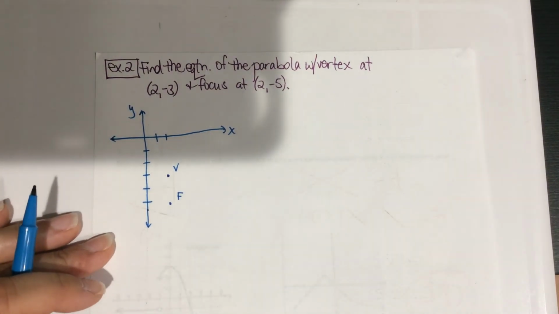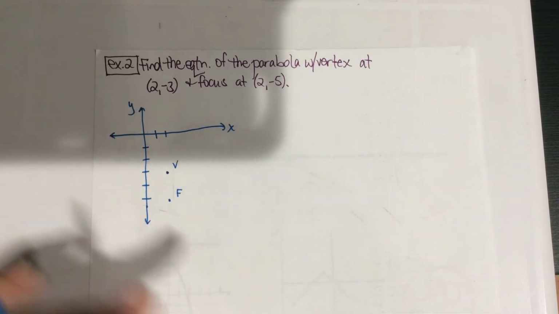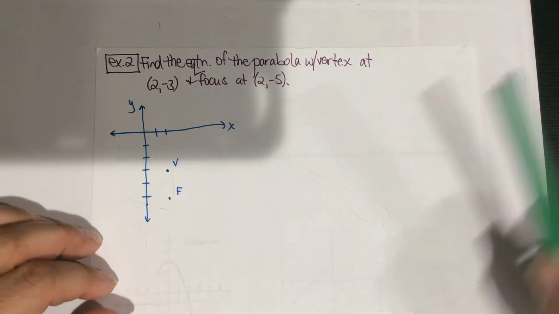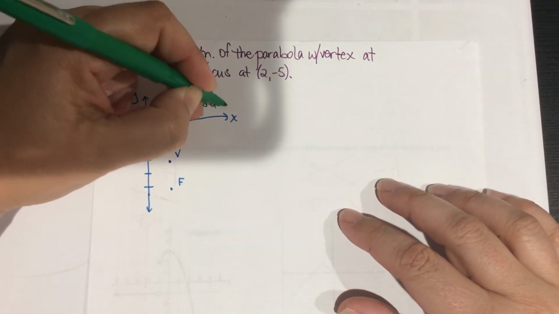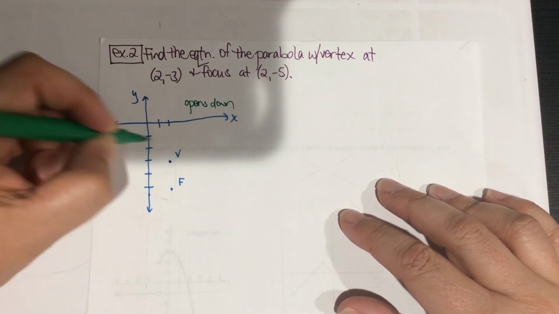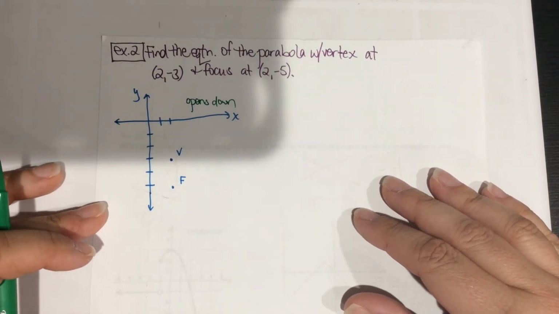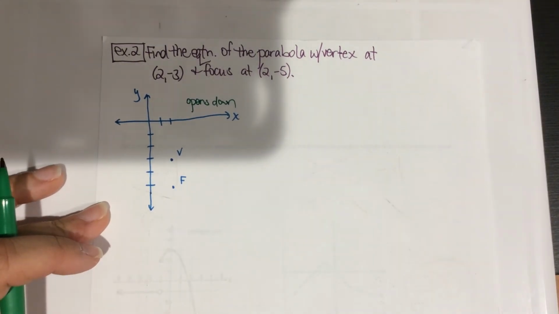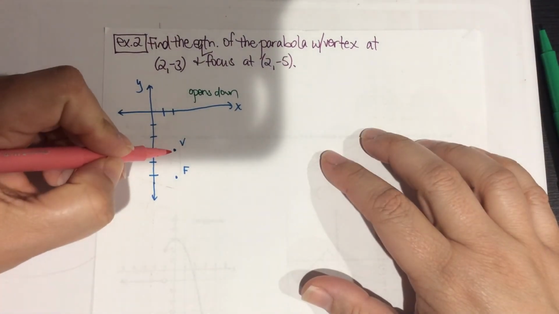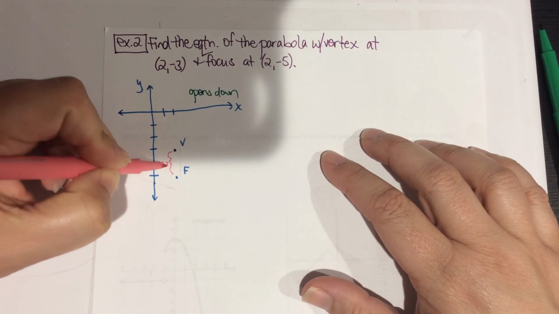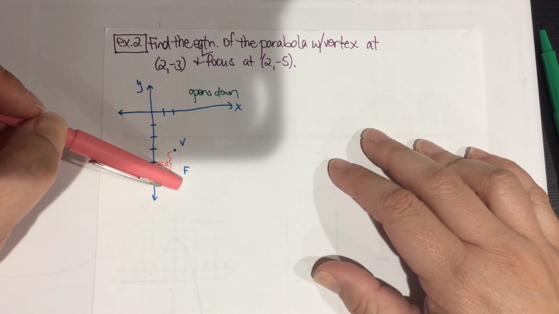So I want you to figure out which direction it opens. Okay, so hopefully you figured out it opens down. Because again, if I open up, open left, open right, the focus is not on the inside. The focus needs to be on the inside. Okay? Next thing I want you to do is find the value of A. Okay, hopefully you got A equals 2. From here to here is 1, 2 units, right?